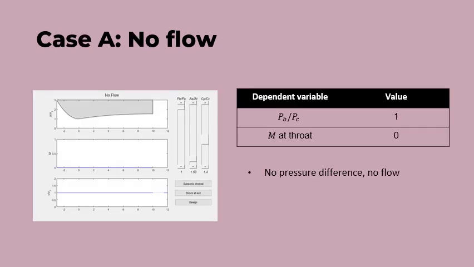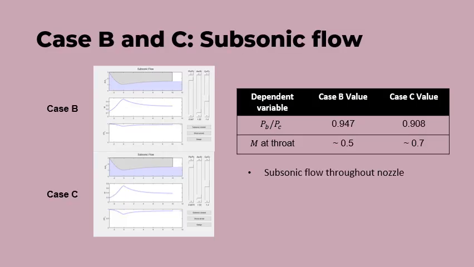We start with case A. Here our pressure ratio is 1 and therefore there is no flow throughout the nozzle and the Mach at the throat is 0. Now we reduce the pressure ratio to 0.947 and 0.908 to obtain flow conditions similar to cases B and C, where the Mach at the throat is approximately 0.5 and 0.7 respectively. While the flow accelerates through the nozzle, it remains subsonic in its entirety.